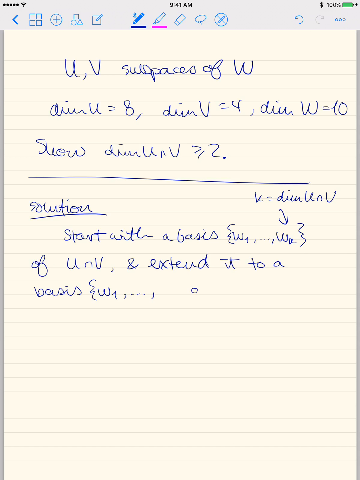And how many vectors is this basis of U going to have in it? 8. It's going to have 8 because U is an 8-dimensional space. So the first however many, we're not sure how many yet, but the first some amount came from U intersect V, and then the rest of them come from U.